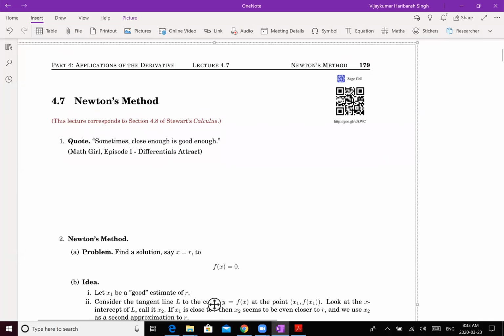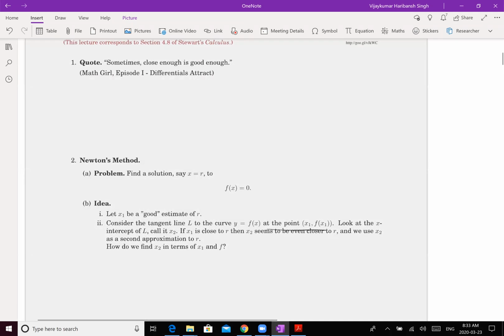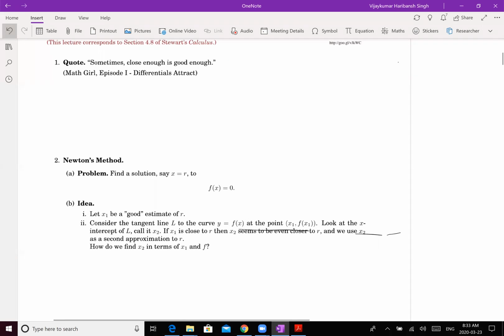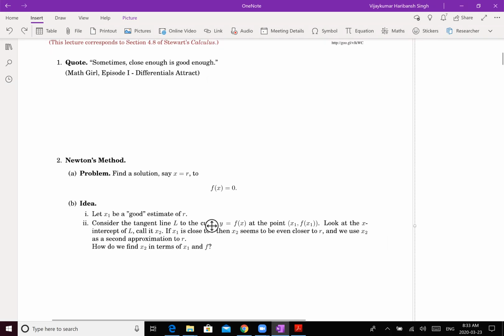Okay, so we'll discuss what Newton's method is first of all. The idea is you are given a function f of x, and you want to find the zero of this function. Namely, what should I substitute for x so that I get output as zero?